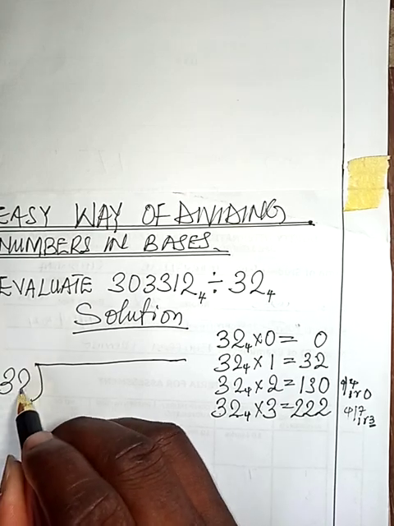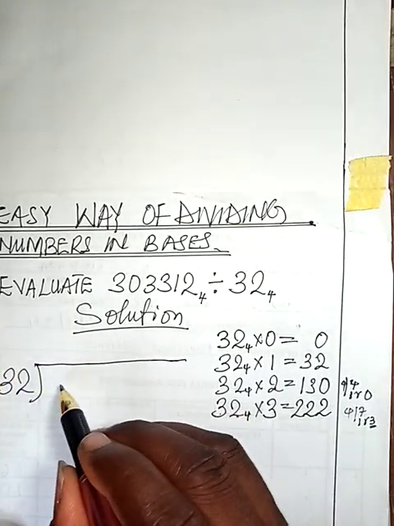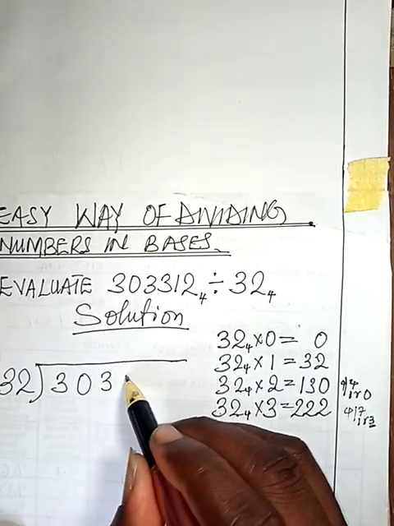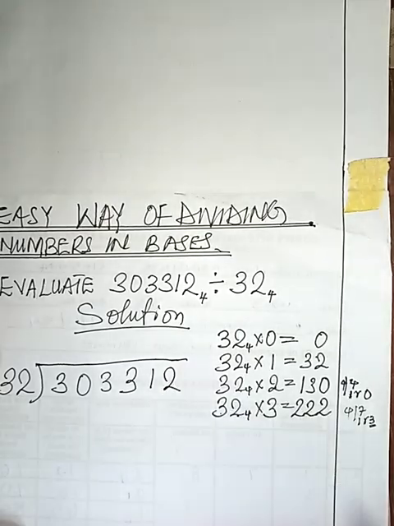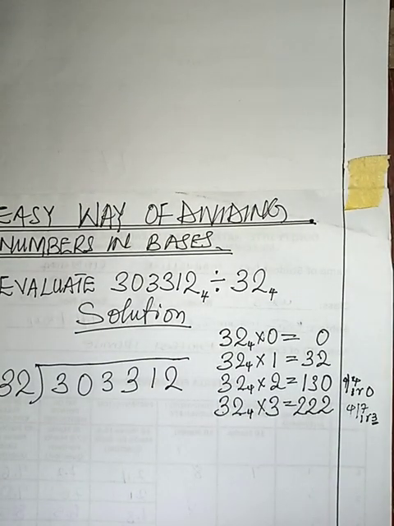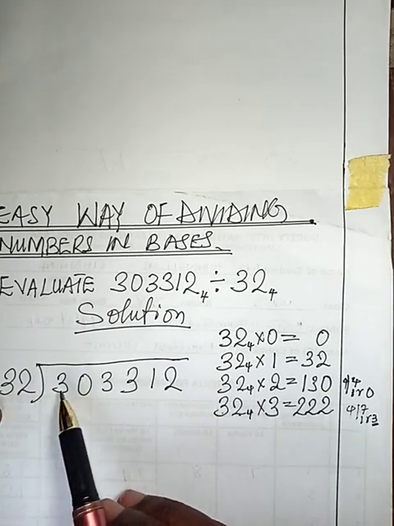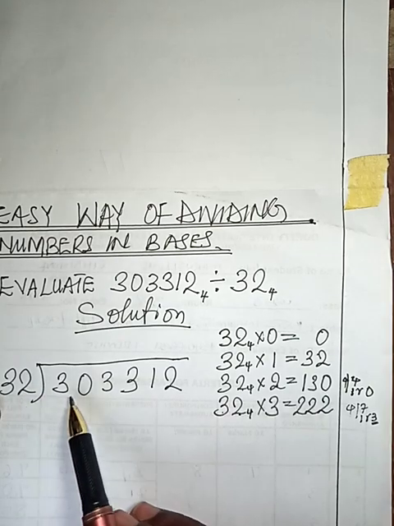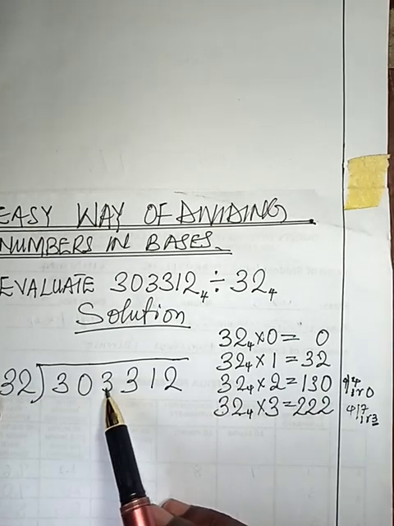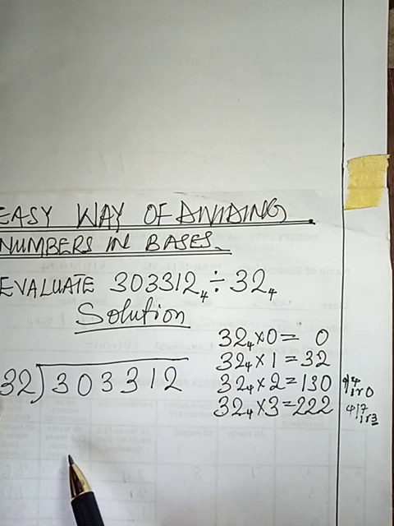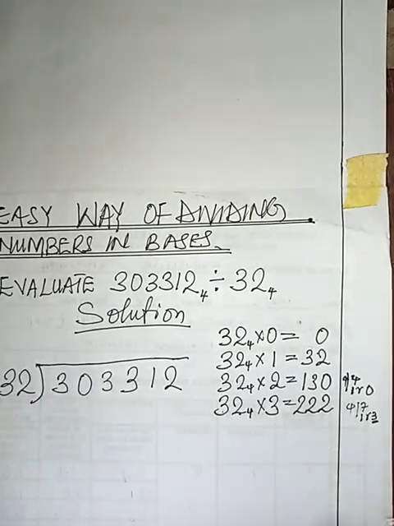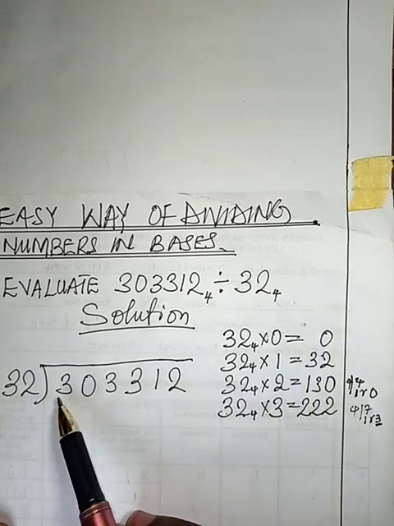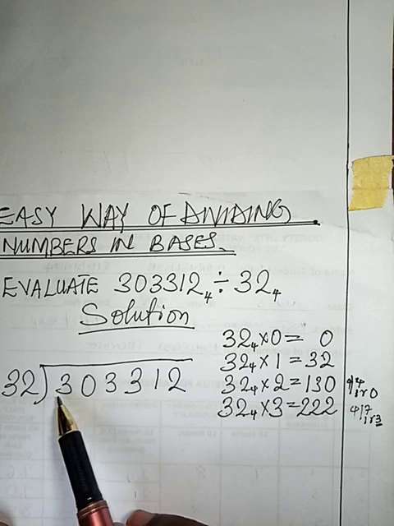So we have 32 here, and the number we are dividing is 3, 0, 3, 3, 1, 2. I need you to follow me closely. Now 32 can't divide 30 because these first 2 digits are less than this. So you extend to the next digit. That's 303. Let's divide this. Please don't think in terms of base 10 or you'll get everything wrong. Now go back to this. We are intending to divide these 3 digits.